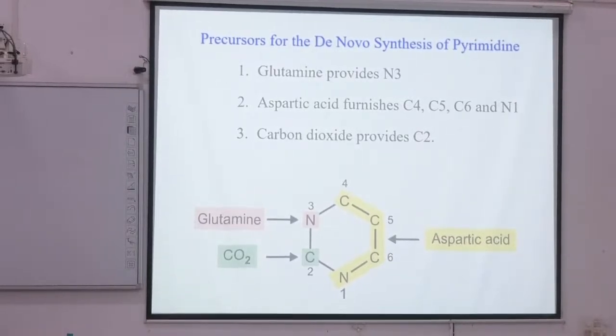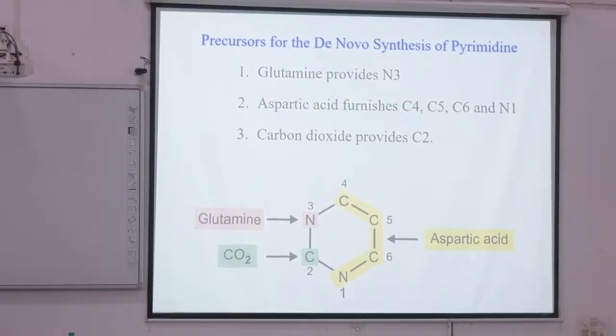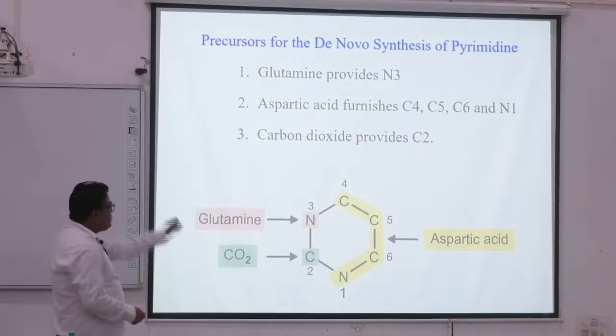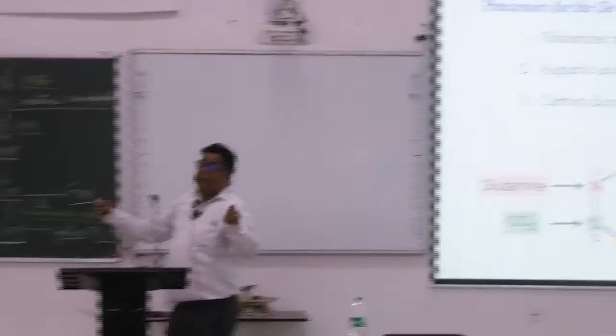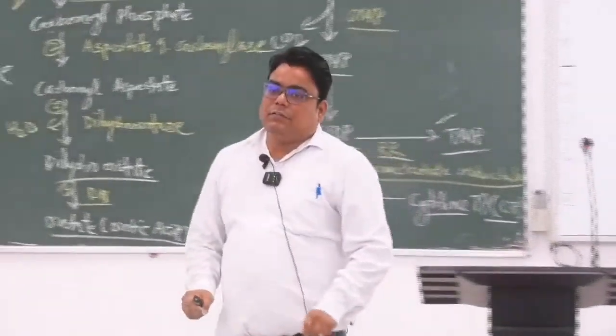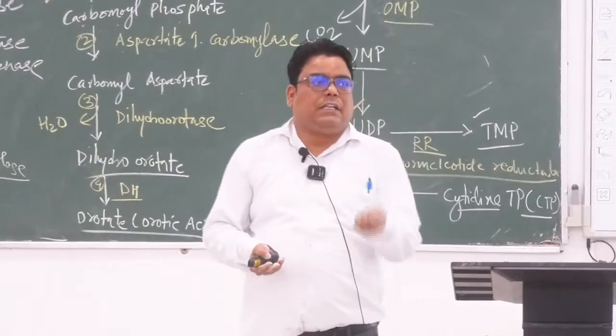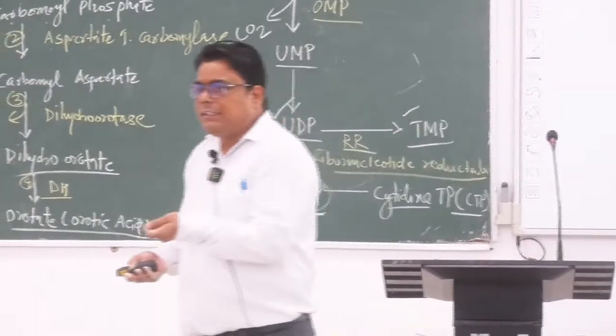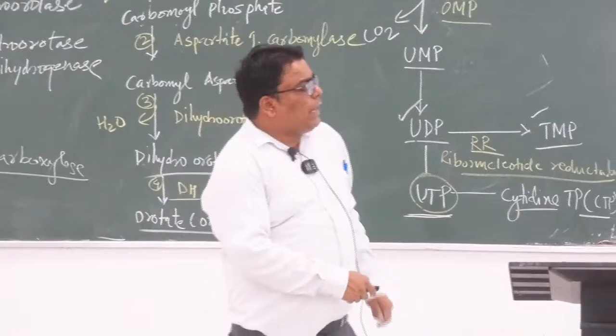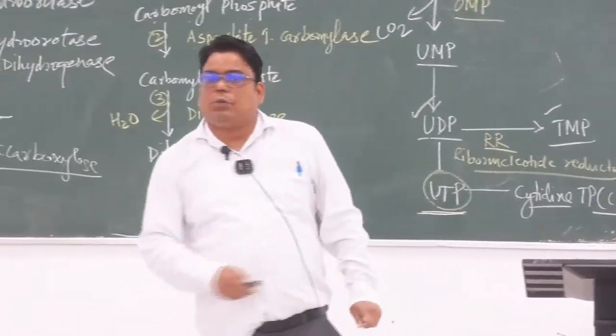For this you see the N3 nitrogen comes from glutamine, C4, C5, C6 and N1 come from aspartic acid, and C2 comes from carbon dioxide. So ultimately glutamine, aspartic acid and CO2 are forming this ring. This is our first step, that is the synthesis of this ring, with the help of glutamine, aspartic acid and CO2.